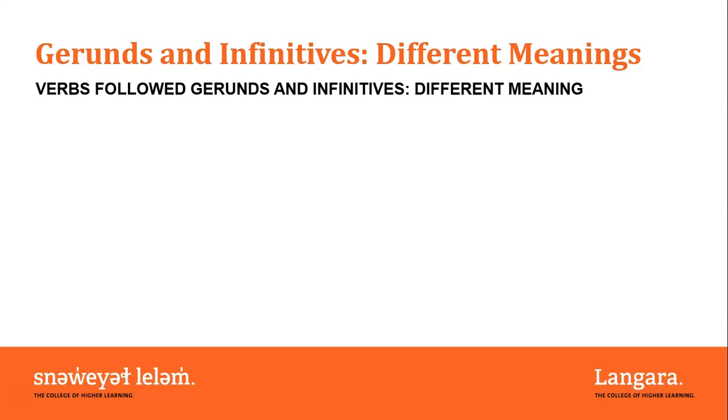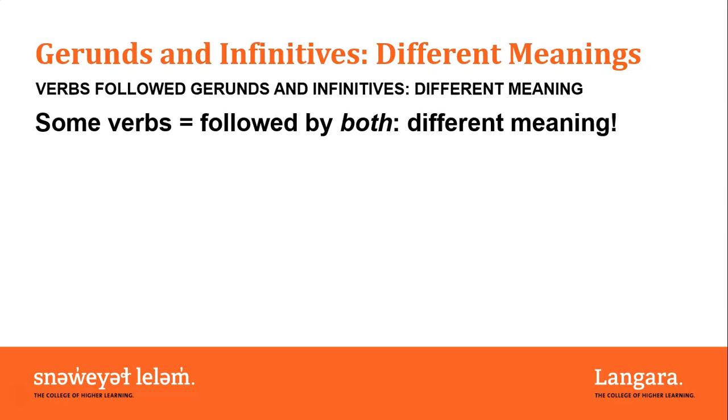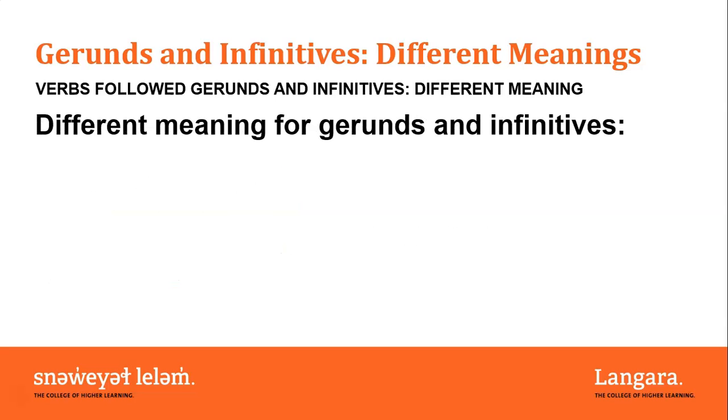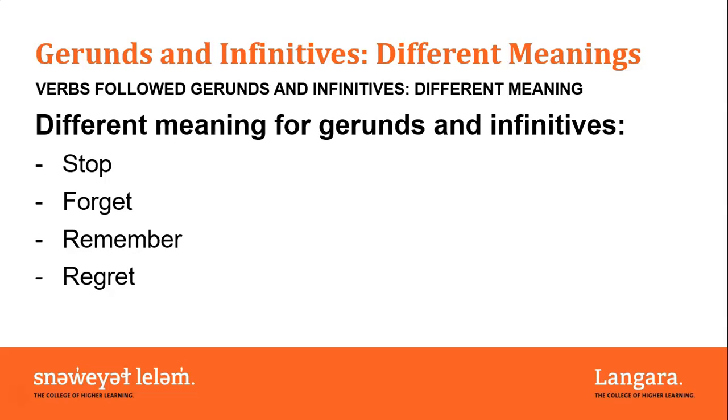However, sometimes a verb can be followed by a gerund and an infinitive, but they have a different meaning. For example, if we look at the verb stop, we can write, I stopped smoking, or we can write, I stopped to smoke. However, these have a different meaning. Verbs that are followed by gerunds and infinitive with different meanings are stop, forget, remember, and regret.